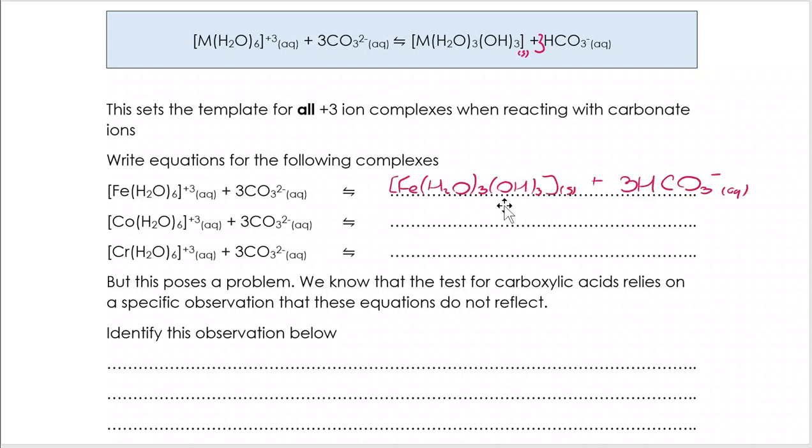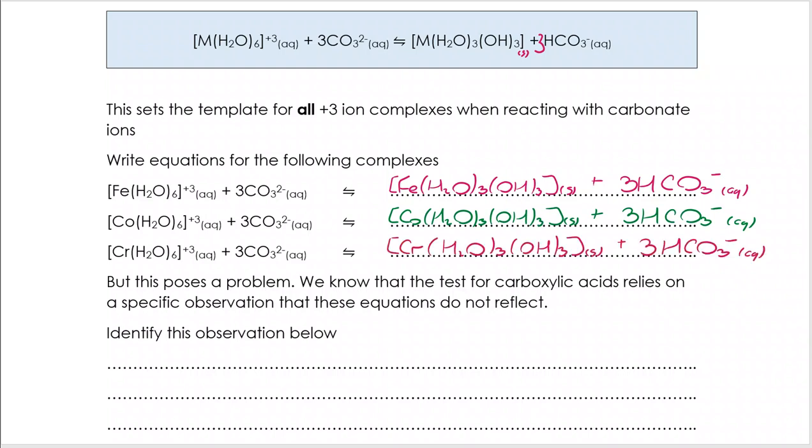Well, the CO3 2- means that we're going to end up with 3HCO3-, sorry. Each of those takes an H+. That makes 3HCO3-. We make our complex, Fe(H2O)3(OH)3, no charge, so it's solid. Similar idea with cobalt, you can see there, and a similar idea with chromium.